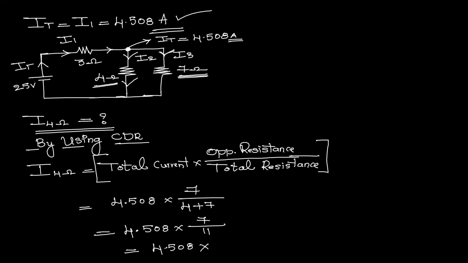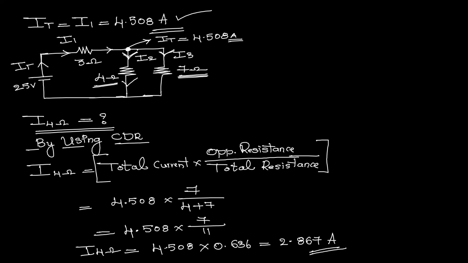So this is 4.508 into the value of 7 by 11, which is 0.636. Now if you simplify, 0.636 into 4.508, if you multiply these two, you get 2.867 amperes. Okay, so this is the current flowing in only 4 ohms.